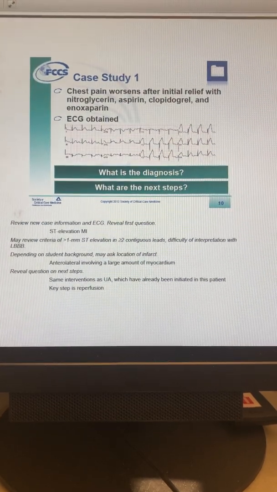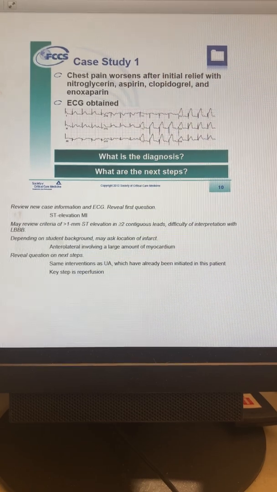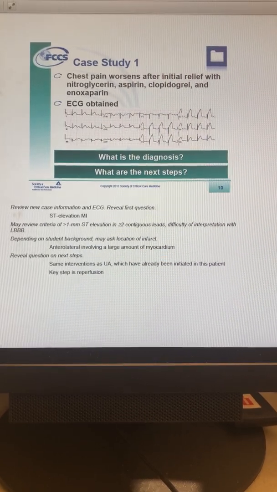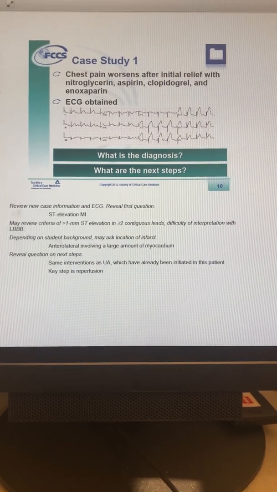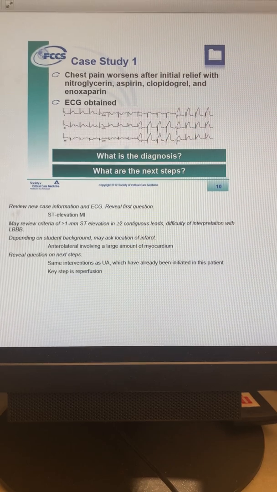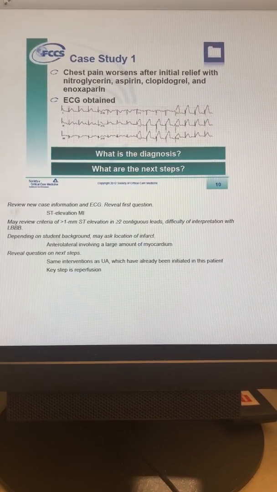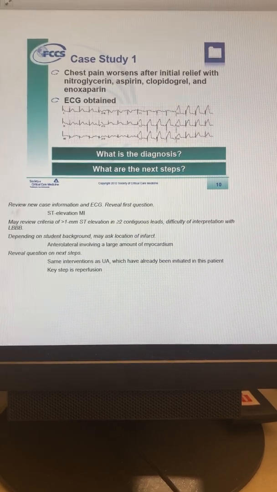So this is case one. After we've treated him for non-ST elevation MI, this patient's chest pain all of a sudden got worse, despite the fact that the patient received nitroglycerin, aspirin, Plavix, and Lovenox. You repeated the EKG, so what do we see right now? What's the diagnosis and what are the next steps?